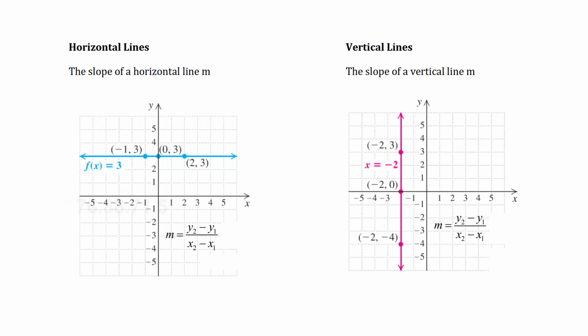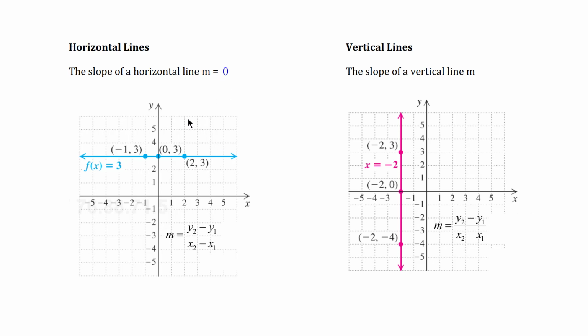Next, we're going to talk about the slopes for horizontal and vertical lines. The slope of a horizontal line m is equal to 0. In the diagram below, we have a graph of a horizontal line. We labeled several points. We have -1, 3, 0, 3, and 2, 3. If we use the slope formula, we should get a slope of 0.